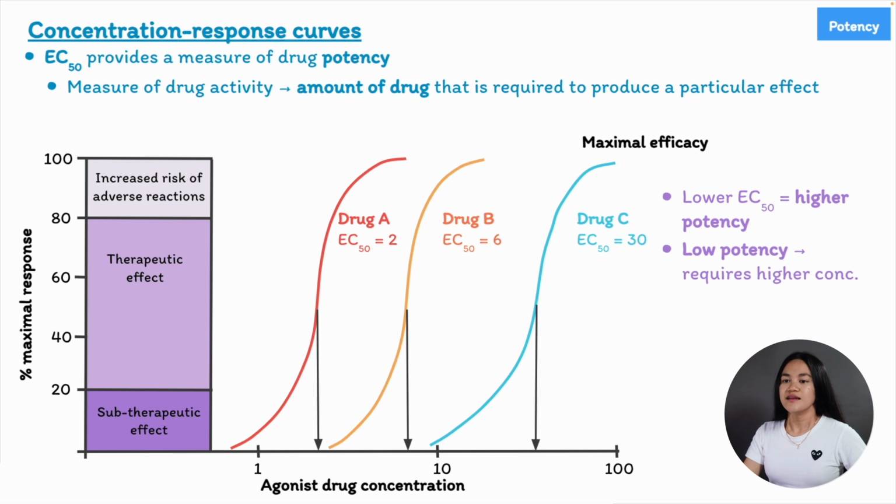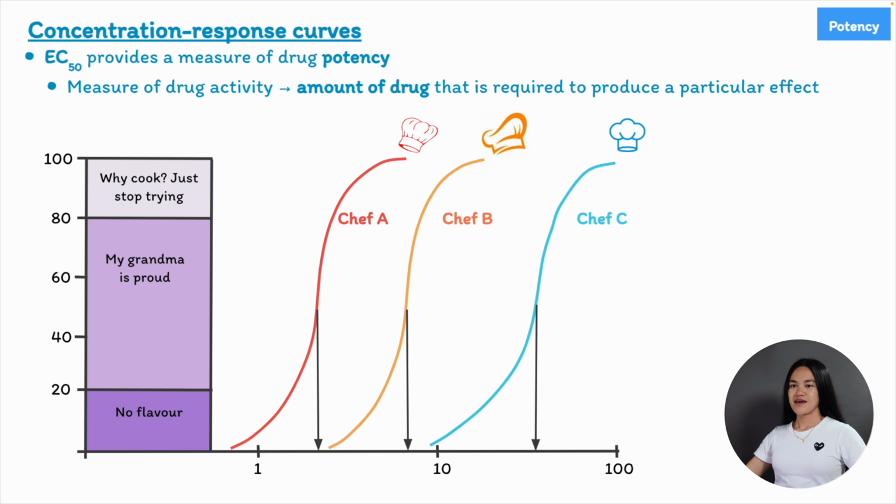Okay? Now, if this is still quite overwhelming, let's subtract complexity again. Okay, this is how we're going to do it. Imagine you have 3 chefs, okay? They're each preparing a dish using a different amount of special seasoning, the EKG Science special, okay? The chefs represent different drugs, and the amount of seasoning they use represents drug potency.